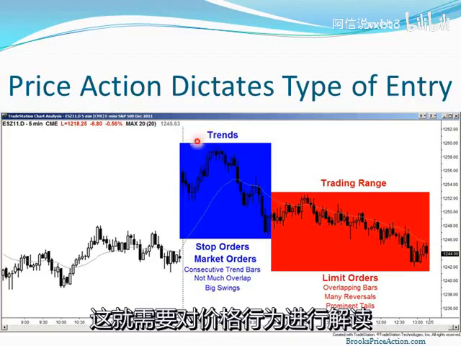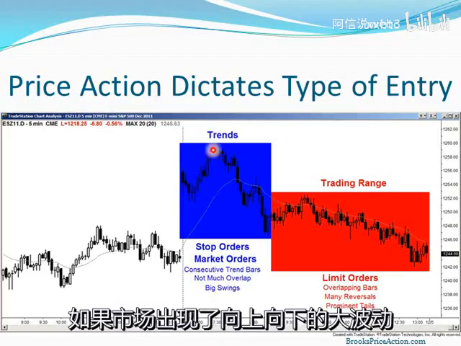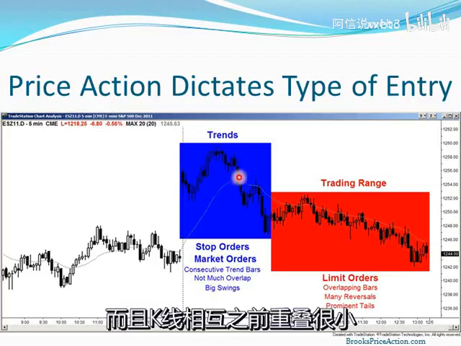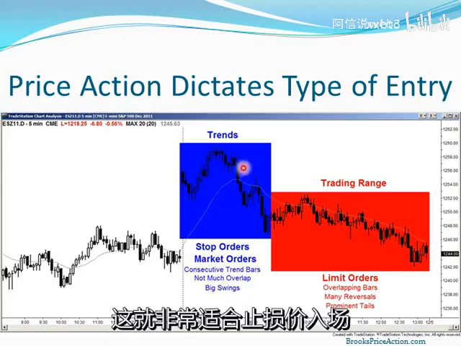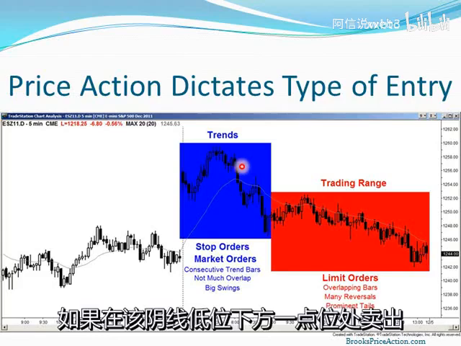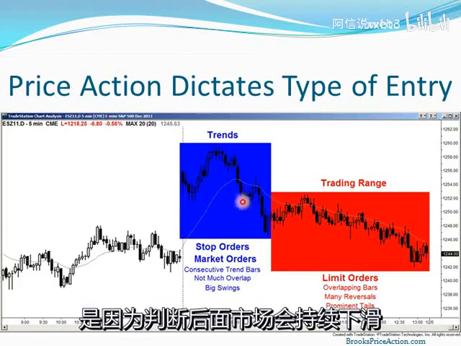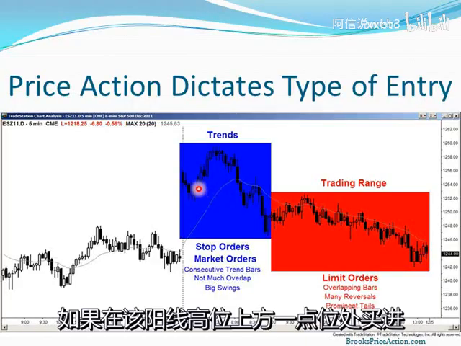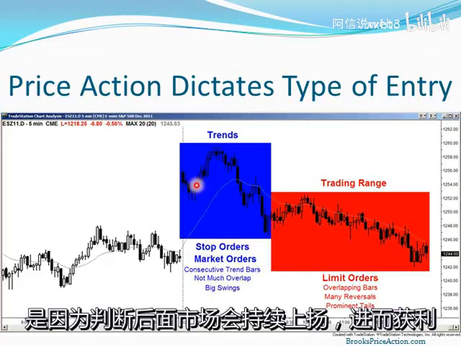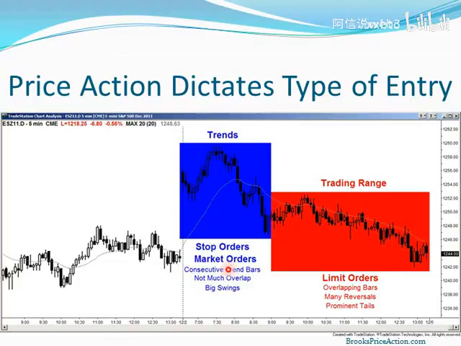So you have to look at the price action. If the market's having big swings up and down with very little overlap between the bars, and you have consecutive trend bars up and down, that's a great environment for stop orders. If you sell one tick below the low of this bear bar, it's a good bet that the market will go down far enough for a profitable trade. If you buy one tick above the high of this bull bar, it's a good bet that the momentum will continue up and you'll make a profit.